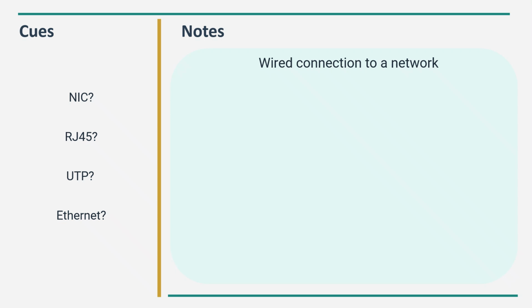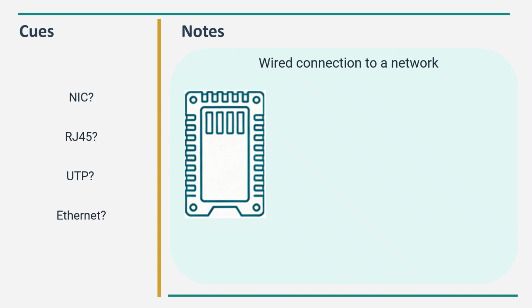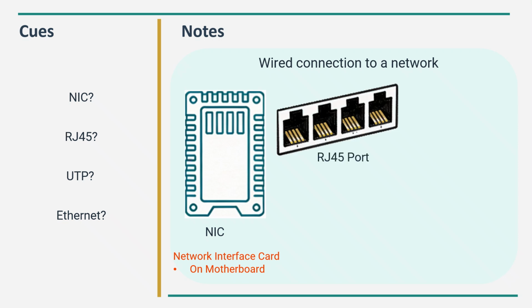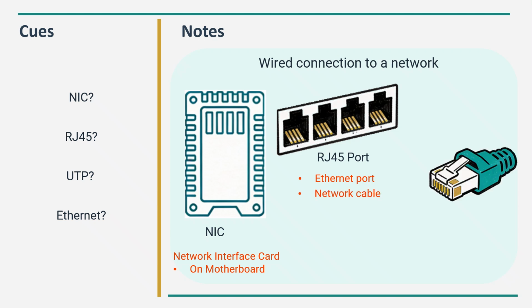To communicate over a network or the internet, a computer needs network hardware. The NIC, or the Network Interface Card, is hardware on the motherboard that handles network communication. If it's wired, it's through Ethernet, and often Wi-Fi. The RJ45 port is the Ethernet socket on the outside where the network cable plugs in. The UTP cable, or the unshielded twisted pair, is the actual network cable with 8 wires and 8 little pins. It's also called the Ethernet cable.